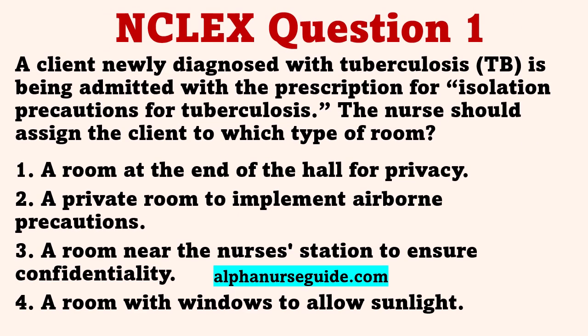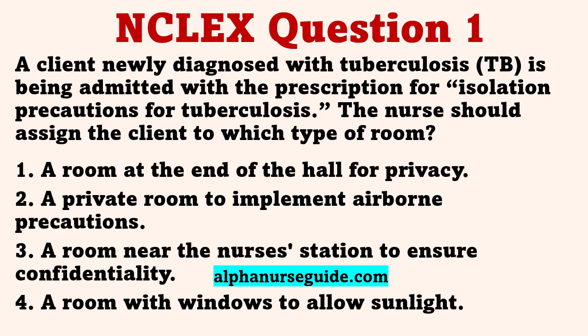A client newly diagnosed with tuberculosis is being admitted with a prescription for isolation precautions for tuberculosis. The nurse should assign the client to which type of room? 1. A room at the end of the hall for privacy. 2. A private room to implement airborne precautions. 3. A room near the nurse's station to ensure confidentiality. 4. A room with windows to allow sunlight.